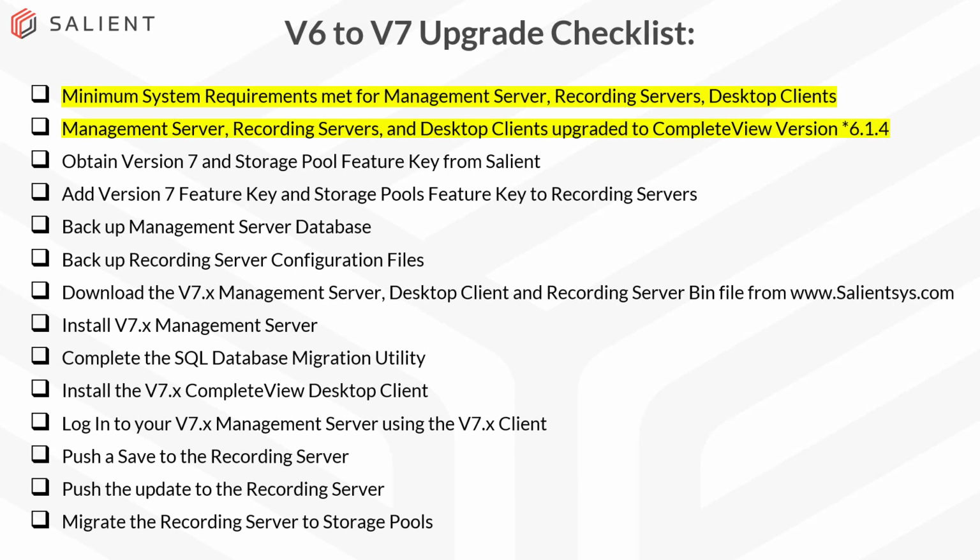All right, the first two items on our list are done, so we can check those off. Next, we need to request the recording server feature key from Salient for version 7 and storage pools, and then we'll add those keys to our recording server. So let's get going on that.